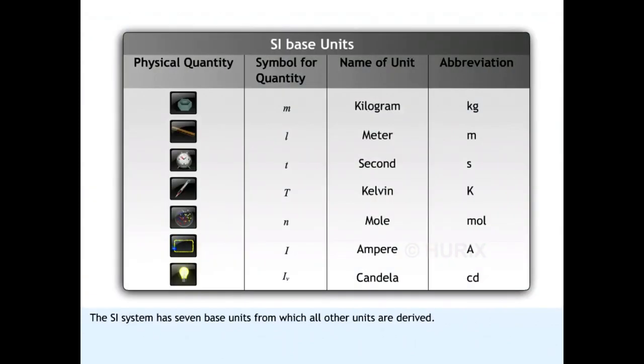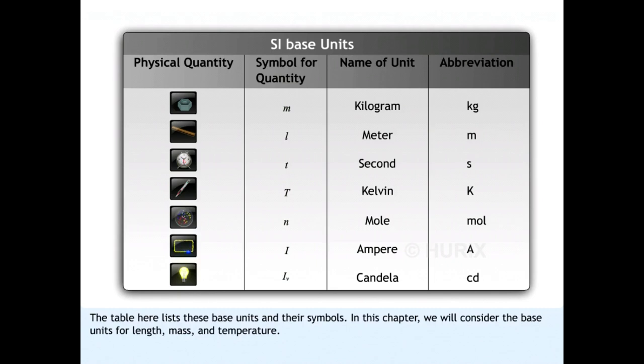The SI system has 7 base units from which all other units are derived. These 7 base units are for mass, length, time, temperature, amount of substance, electric current, and luminous intensity. The table here lists these base units and their symbols. In this chapter, we will consider the base units for length, mass, and temperature.